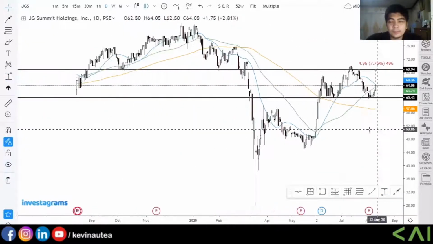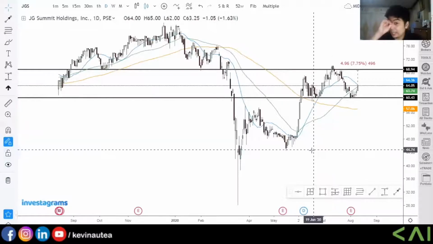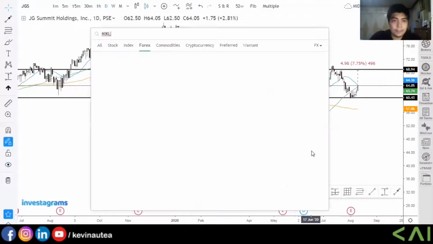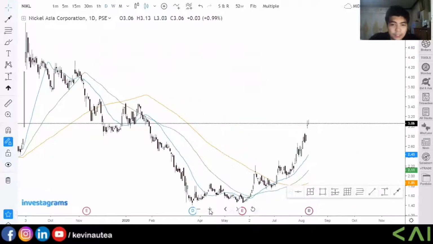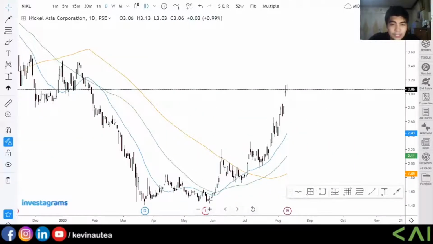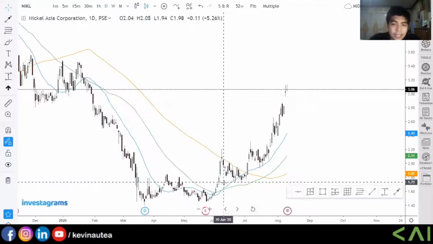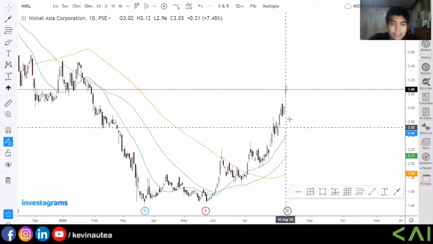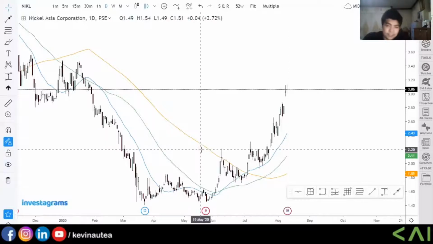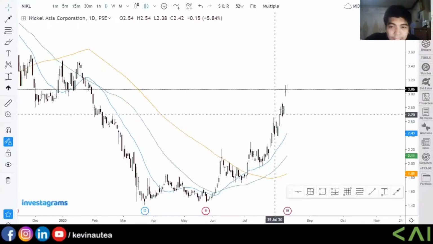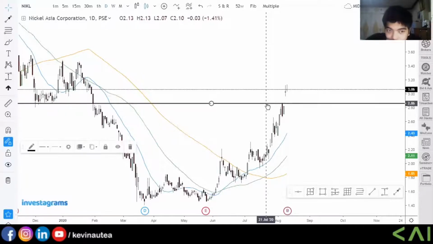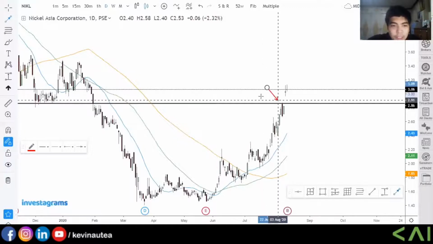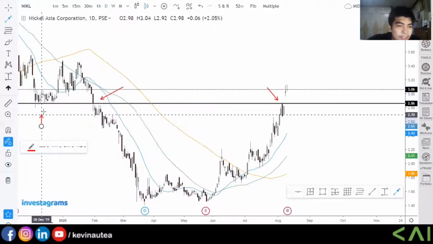So yeah, next we have nickel. This is one of the hot stocks today. Here we can again consider the 20 MA as its support right here. Next, there's a gap up. That's a good sign. Here, why did I place that support area? Because of this one, and these areas here.